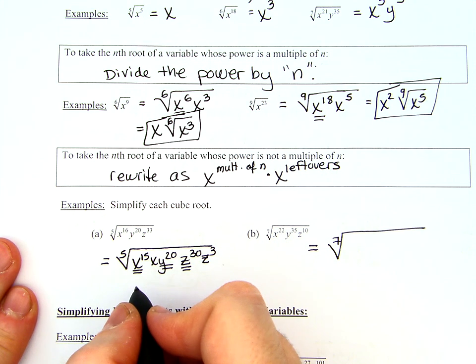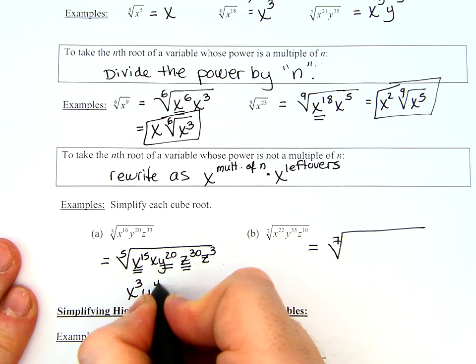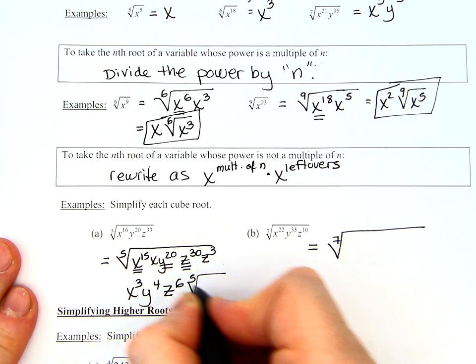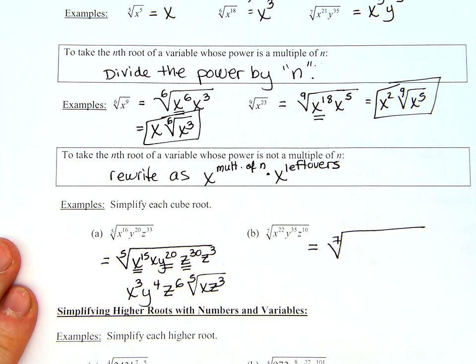And then I'm going to simplify, dividing those powers by 5 here. x cubed, y to the 4th, z to the 6th, and inside the root, 5th root of x, z to the 3rd, I believe. Okay.